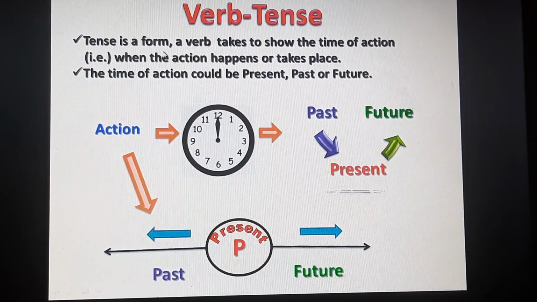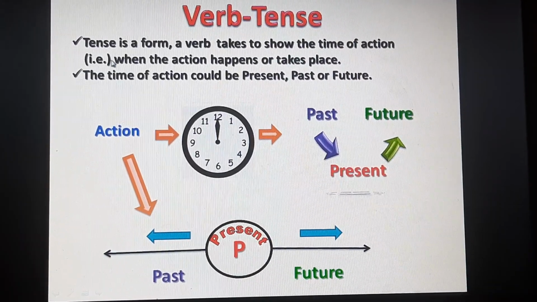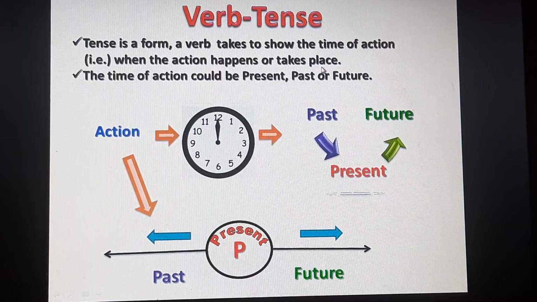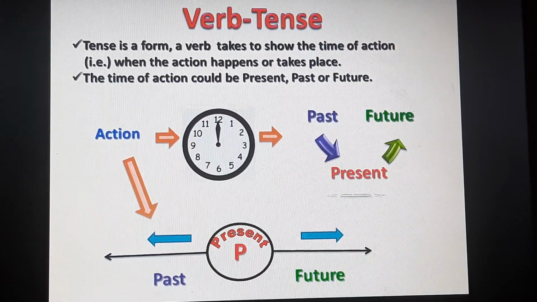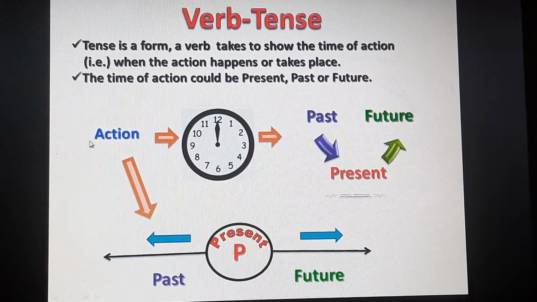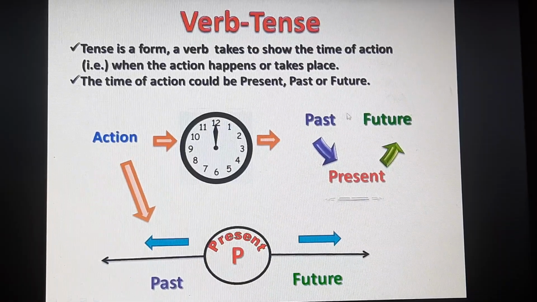Tense is a form a verb takes to show the time of action, that is, when the action happens or takes place. So, in simple words, we can say tense means time of action. Now, the time of action could be present, past, or future.